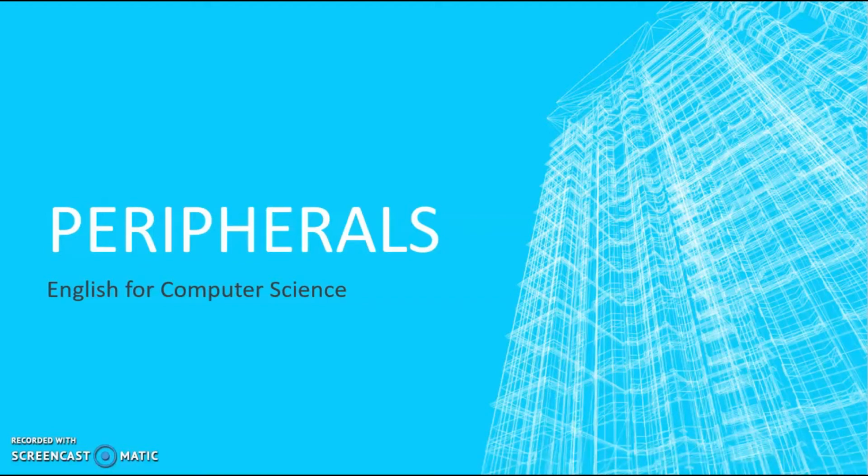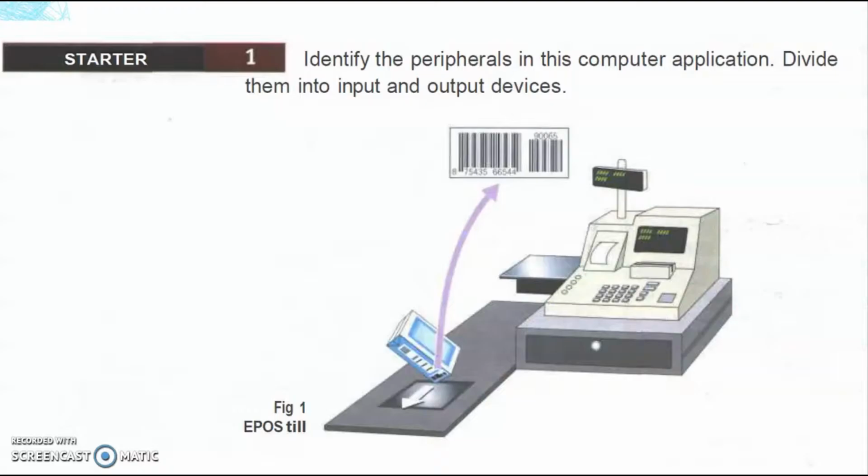Some peripherals, such as external hard drives, provide both input and output for the computer. For example, we have in this picture, in number 1, let's identify the peripherals in this computer application. So divide them into input and output devices.